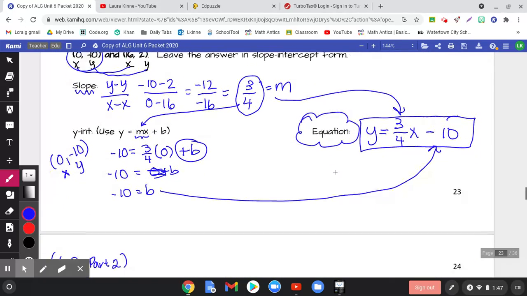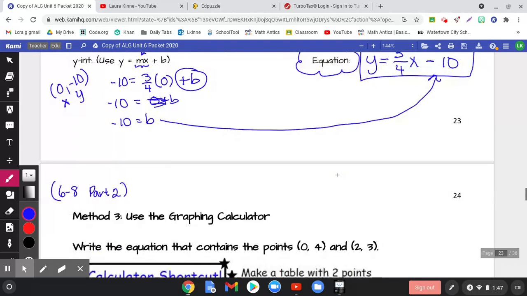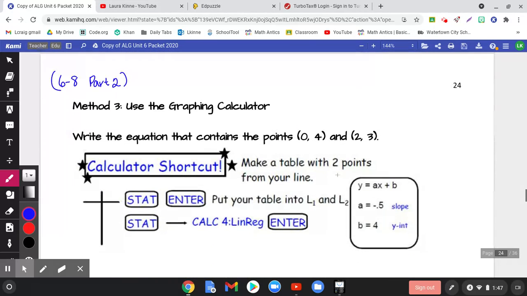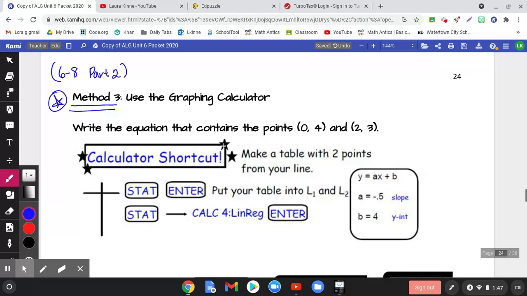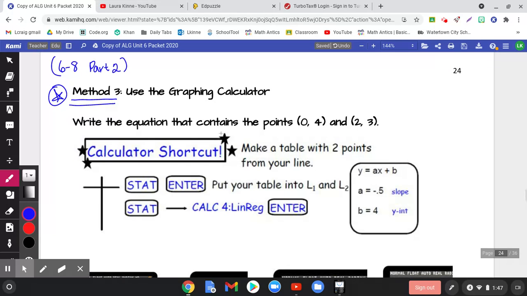So we did some practice with that. The graphing calculator is the third method, and this works every single time. I prefer this method to the other two. Now, it might seem kind of strange at first because, well, one, you're not used to using the graphing calculator in this way. But once you know the steps, this will help you not only this chapter, but when we get to statistics.